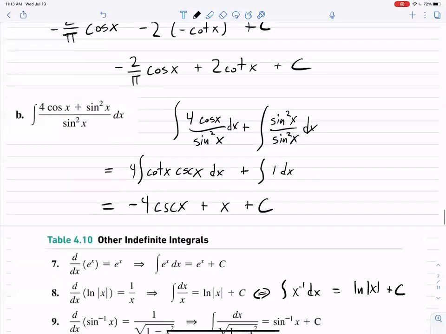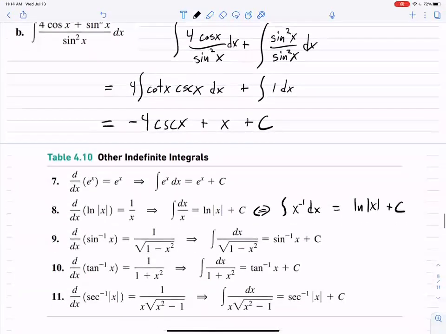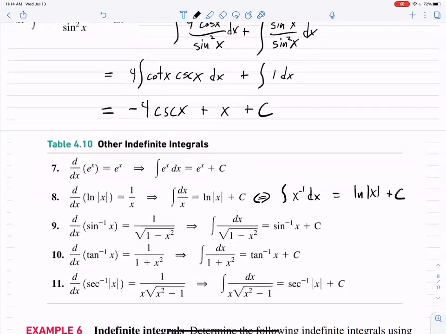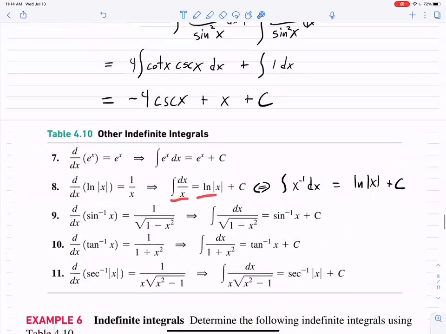Equals that. And here's some other antiderivatives we know, or indefinite integrals we know, because of derivatives we know, right? So if we know the derivative of e to the x, then the antiderivative of e to the x is just e to the x. The derivative of ln of absolute value of x is 1 over x. So the antiderivative of 1 over x is ln of absolute value of x. Another way to say this is the power rule when the power is -1 is ln of absolute value of x.